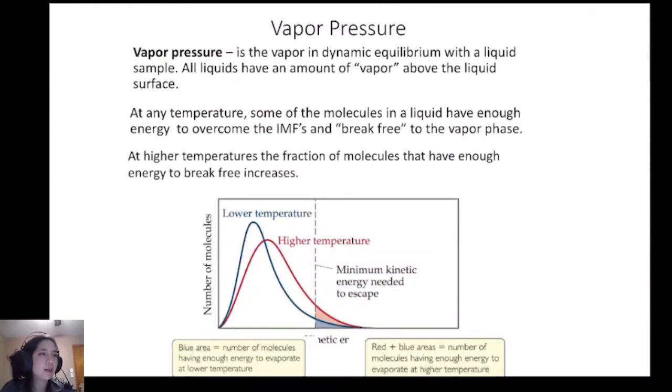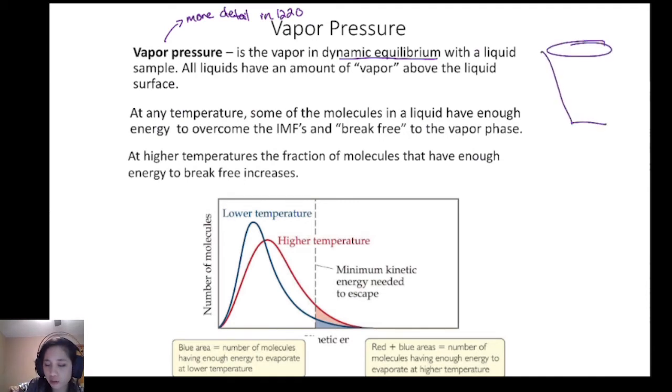Another property that we can look at relating to intermolecular forces, which is pretty important, is vapor pressure. Vapor pressure of liquids. Vapor pressure is defined by the vapor that's in dynamic equilibrium with a liquid sample. You will go into more detail about this in 1220, when you talk about equilibrium. But just so you know, all liquids have vapor pressure. In a liquid sample, you will have some amount of vapor above the liquid surface.